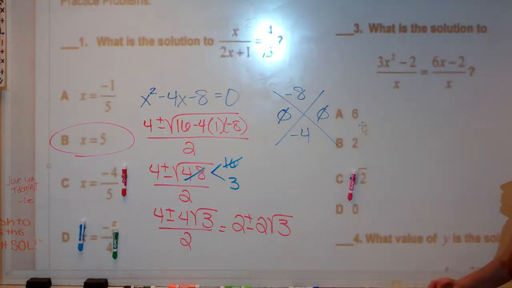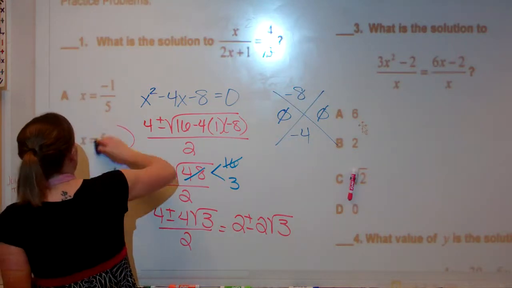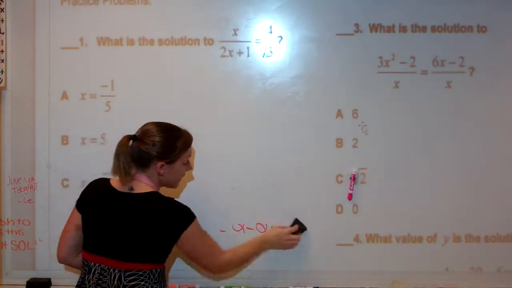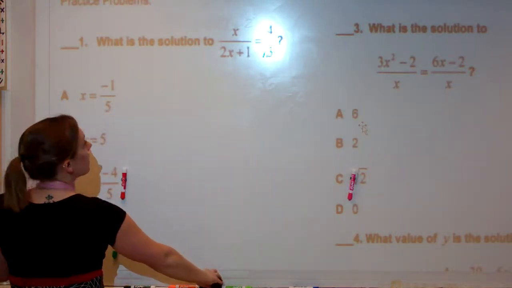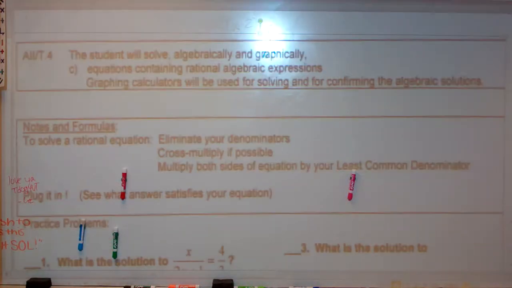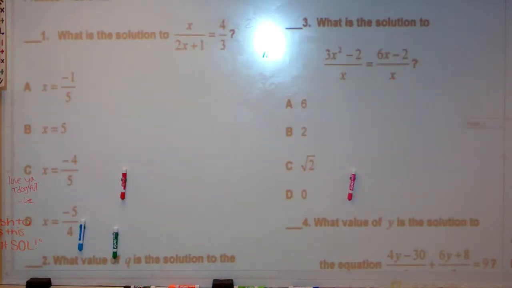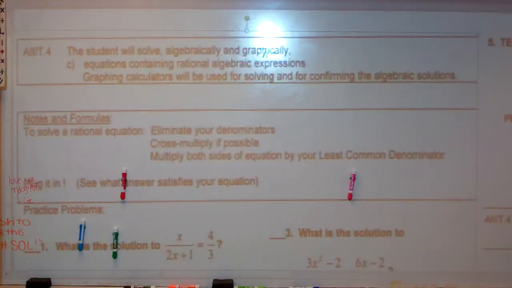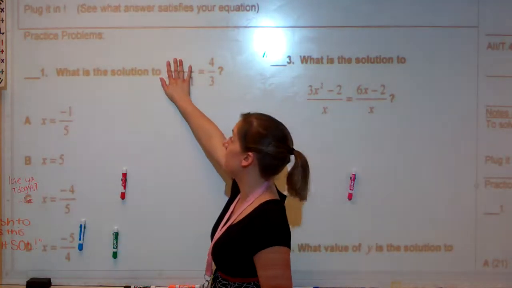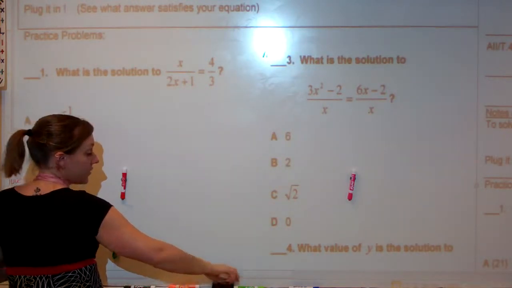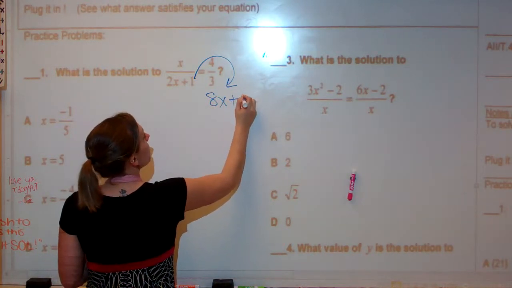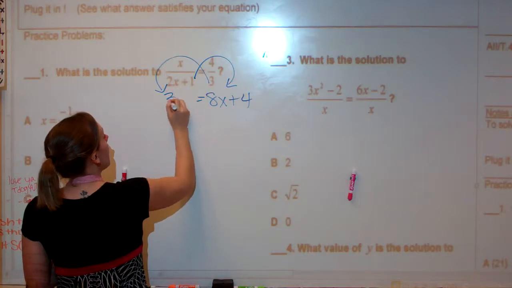All right, there's number 1 from the 3rd page. It is more solving, but it's not quadratic. So in this case, you could say to yourself, let me get a common denominator. But because it's just 2 fractions, one big fraction on the left and one on the right, you really can just cross multiply. So if you cross multiply, you get 8x plus 4 equals 3x.